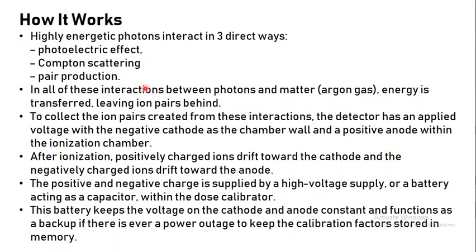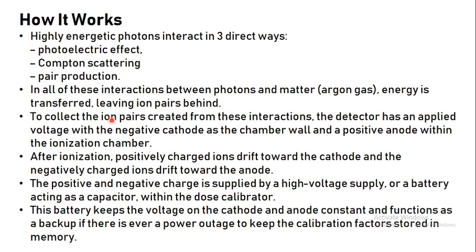So how does it work? Highly energetic photons interact in 3 direct ways. These highly energetic photons interact with matter in 3 direct ways: one is the photoelectric effect, another is Compton scattering, and another is pair production. In all of these interactions between photons and matter, energy is transferred, leaving an ion pair behind.